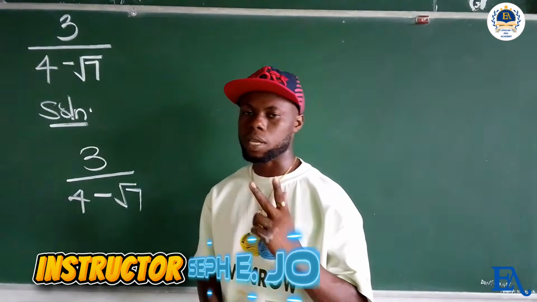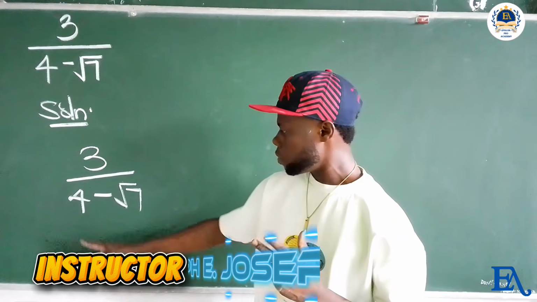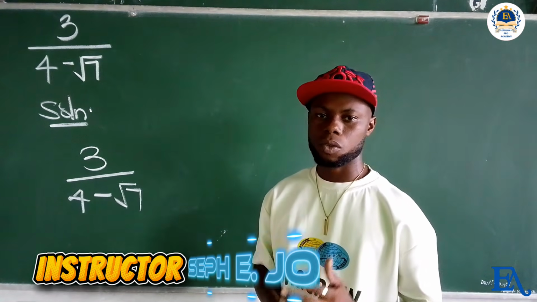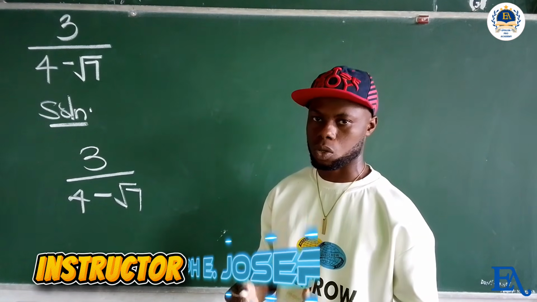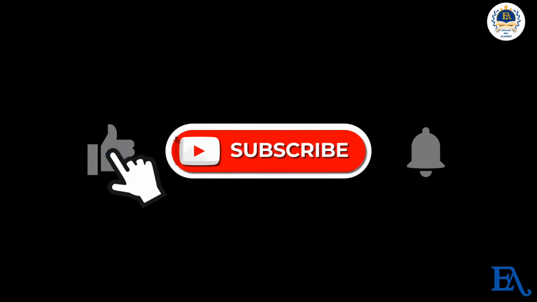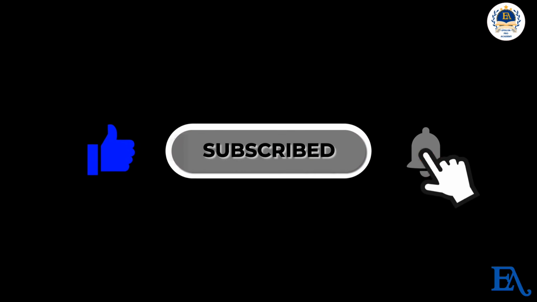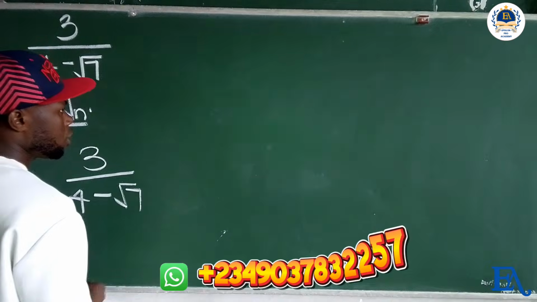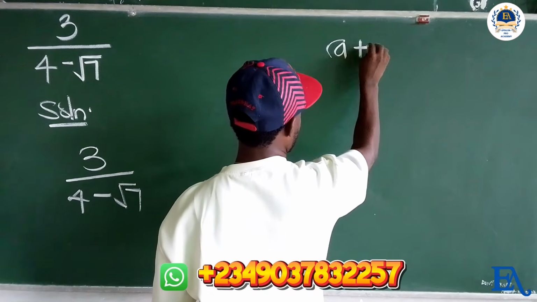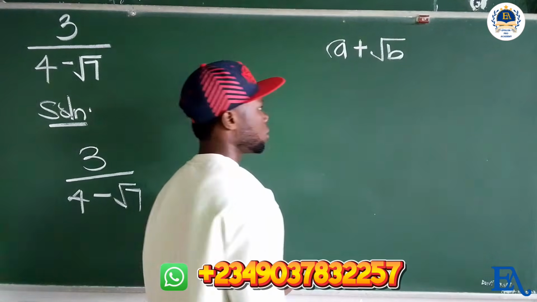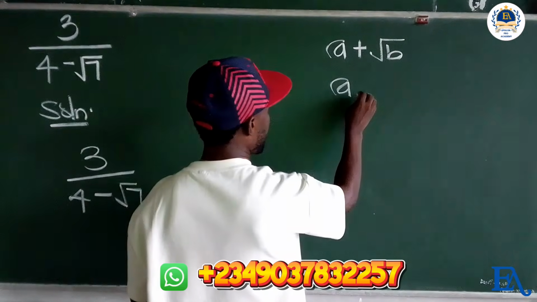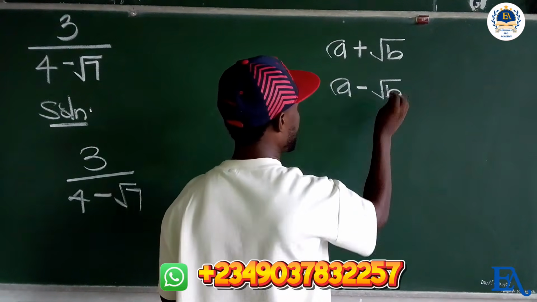That means we have two terms or two numbers, 4 and root 7. Since there are two numbers, we have to solve this as a conjugate surd. Now, understand these principles. In a conjugate surd, if we have, for instance, A plus root B, the conjugate of this surd can be written as A minus root B.